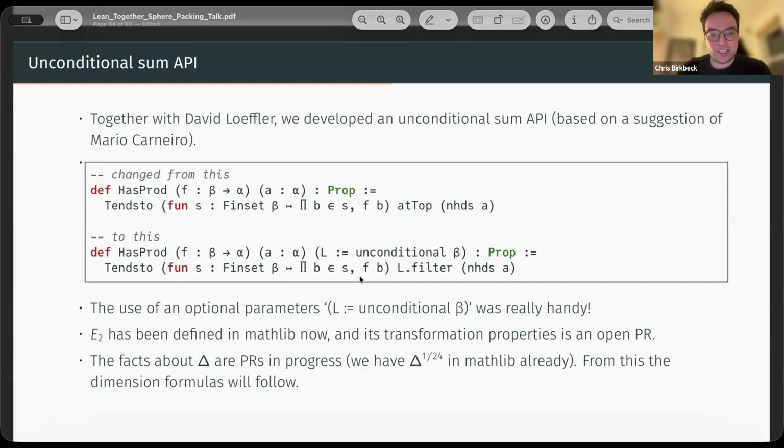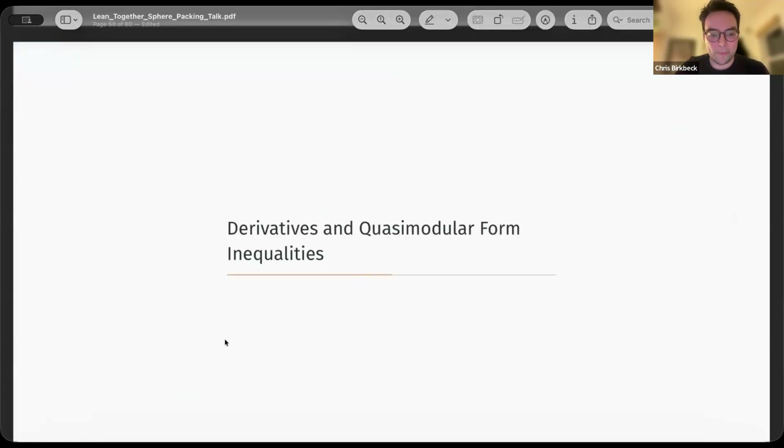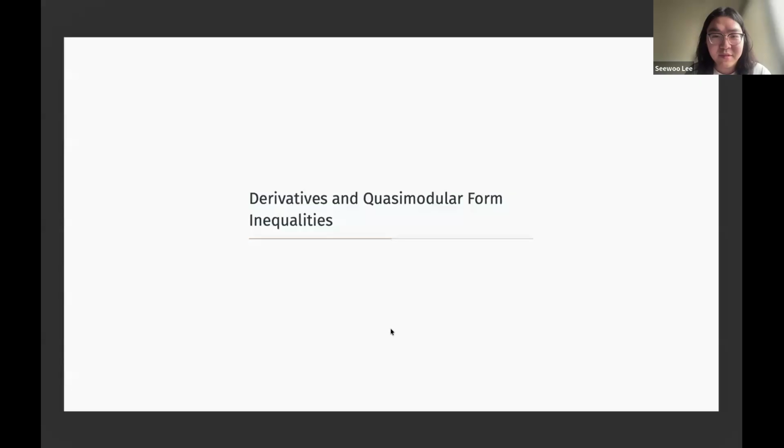And then now I think Seewoo will tell you about how, well, improving some identities which also use E2. No, let him go. Yeah, thank you, Sid and Chris. Let me try to share my screen. So can you all see my screen right now?